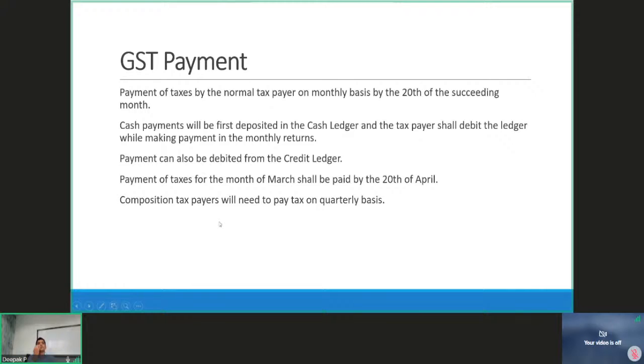Now, regular taxpayers will pay monthly. Composition taxpayers will pay on a quarterly basis, by the 18th of the subsequent month. For April, May, June, the due date is 18th July. They will also have to make payment through these modes itself.